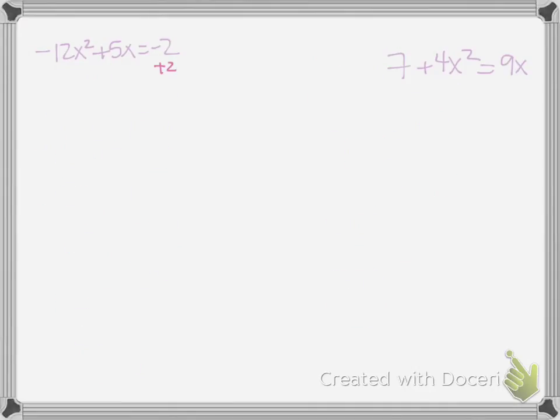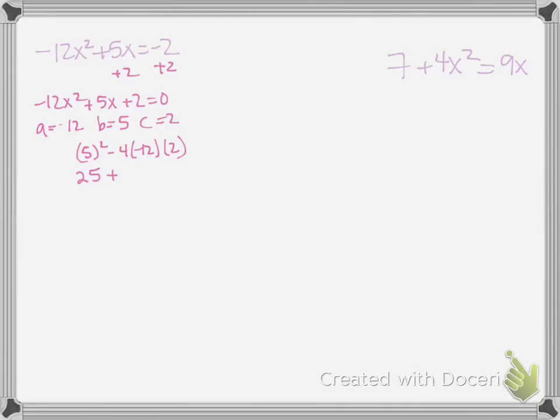Okay, let's bring that 2 over. So negative 12x squared plus 5x plus 2. So my a is negative 12, my b is 5, my c is 2. So b squared minus 4 times my a times my c. So 25 plus 96. 121, so we should have two real solutions.